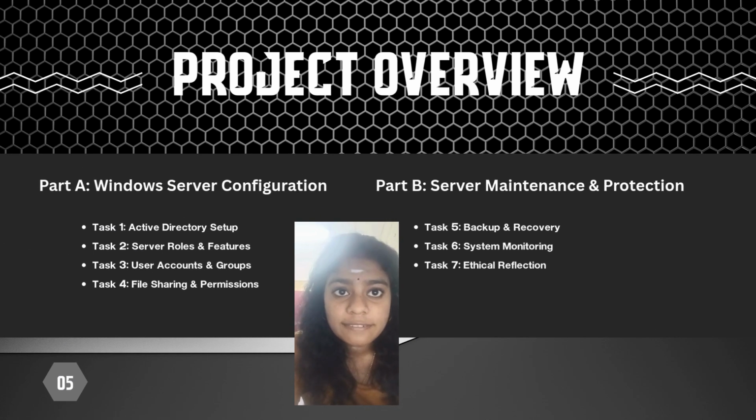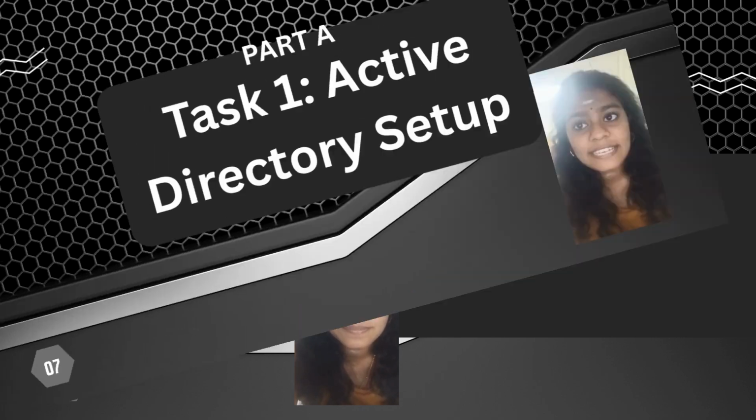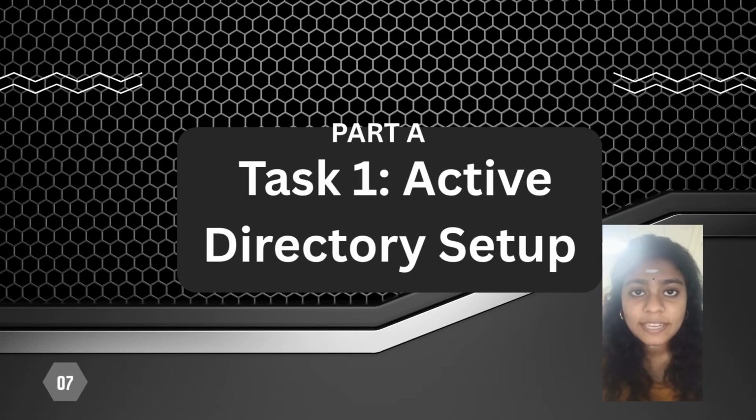Our project was divided into two main parts. Part A focused on the core Windows Server configuration, which includes setting up Active Directory, server roles, user accounts, and file sharing. Part B dealt with server maintenance and protection, covering backup, monitoring, and finally our ethical reflections. Let's begin with Part A, starting with Task 1, Active Directory setup.